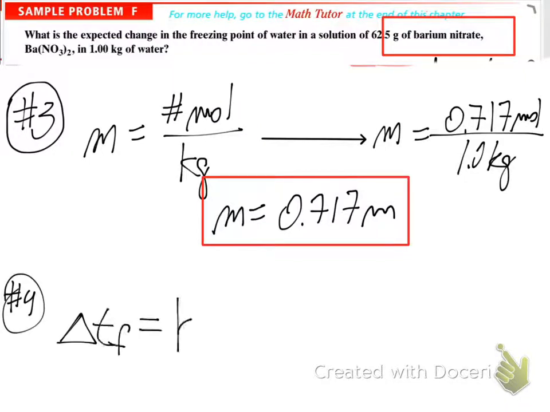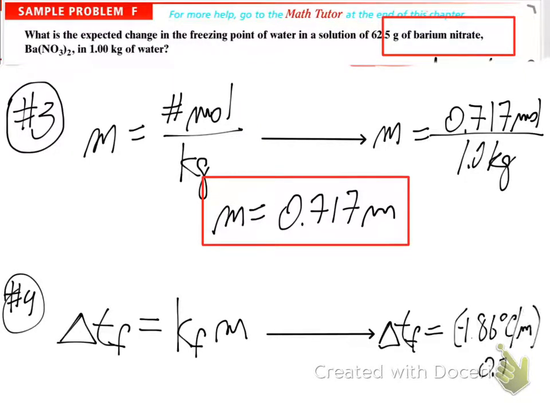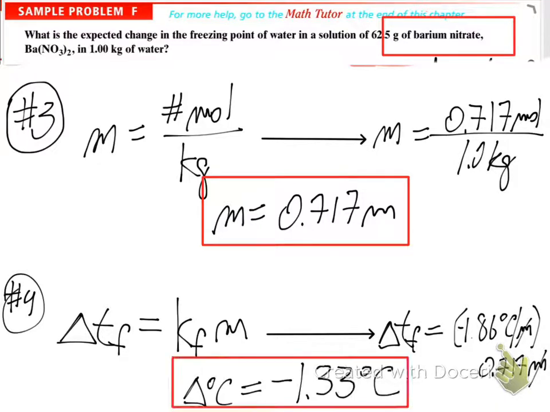Step 4, the final step, is to figure out the change in the freezing point temperature using the freezing point temperature change equation. Because my solvent is water, the constant is going to be negative 1.86 degrees Celsius per molal. I multiply that by the molality I calculated in step 3, and I come away with a change in temperature of negative 1.33 degrees Celsius. So if I add a little barium nitrate to the ice on my street, it's going to lower the freezing point of that ice about 1 1/3 degrees.